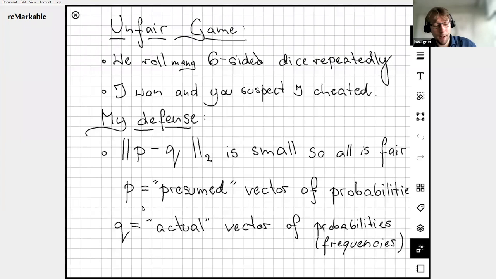So I have two vectors. I have P, which is what you would presume to be the expected probabilities for each number, which would just be 1/6 for each number. We encode it as a vector, and then Q is the actual observation that I got. Those would be the frequencies of the numbers that I got, and I'm telling you that everything is okay, because if you compute the Euclidean distance between those two vectors, or the mean squared error, then this is very small, so everything is okay.